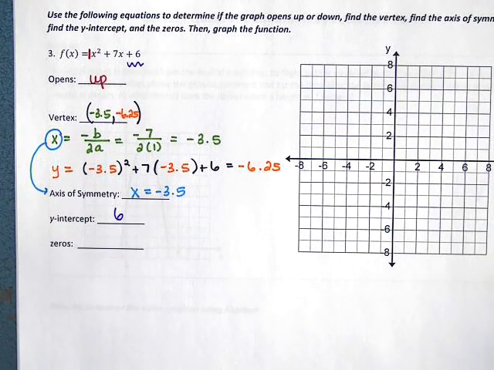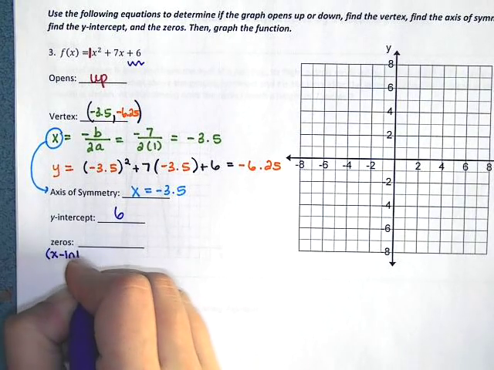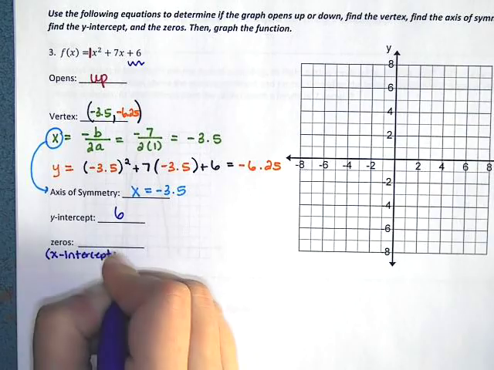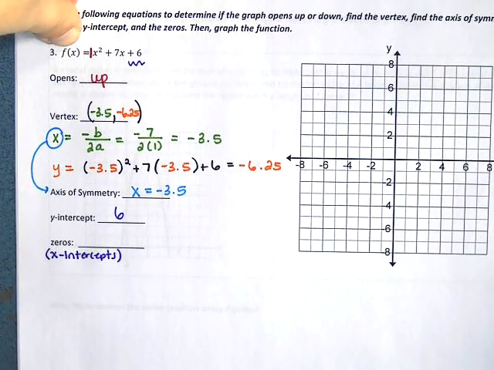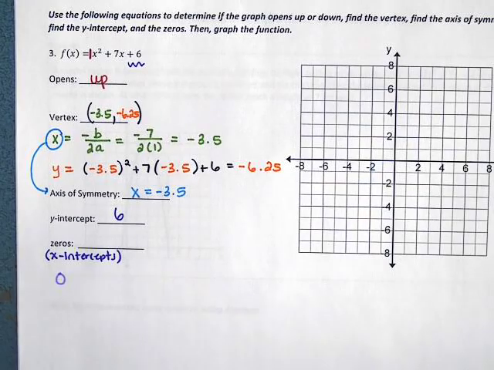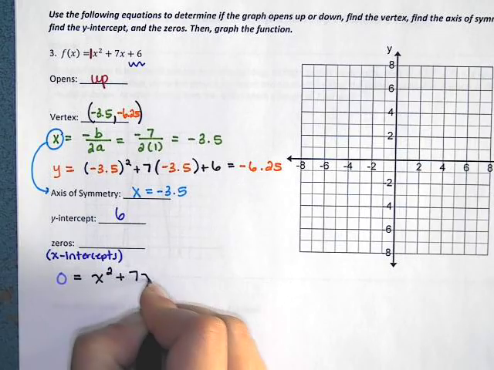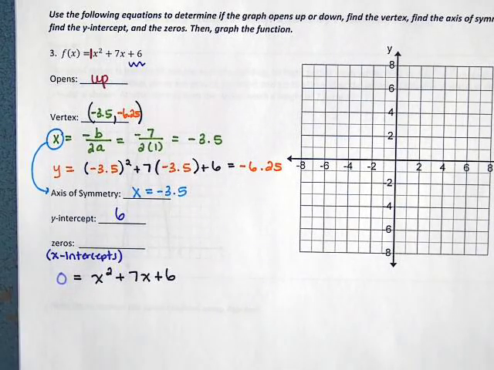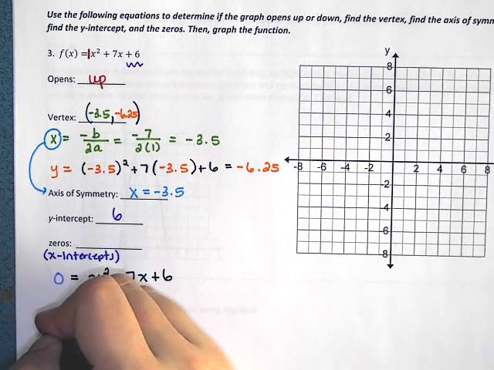To get the zeros, otherwise known as the x-intercepts, I need to make my y equal to 0. So since f of x means the same thing as y, all I'm going to do is put a 0 there and make that equal to my original equation. Now we know that we need to turn this adding and subtracting problem into a product. So I'm going to do that by factoring.